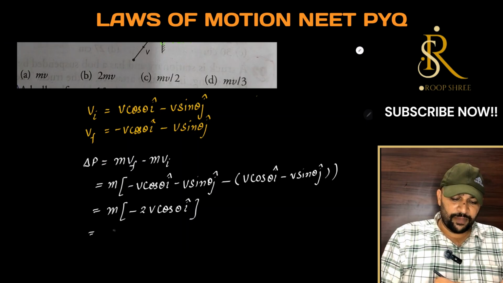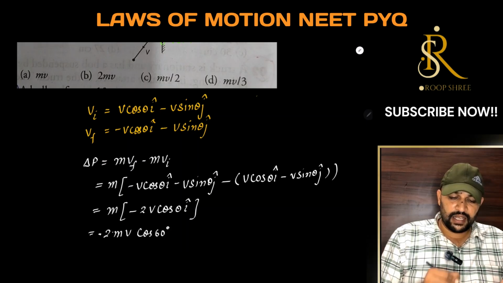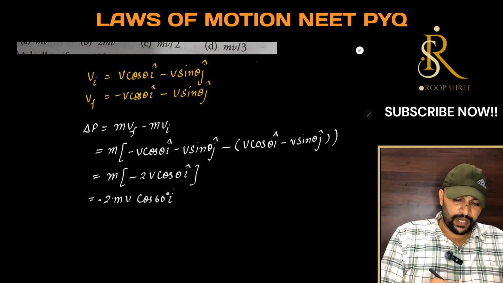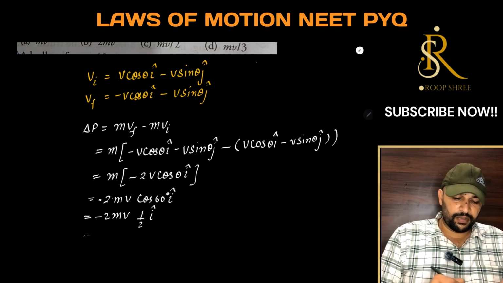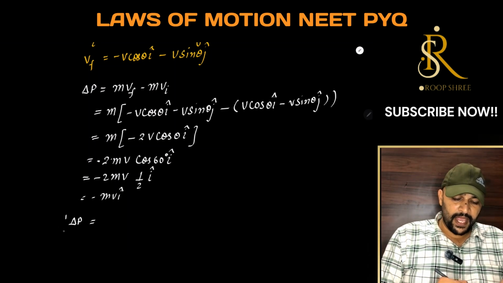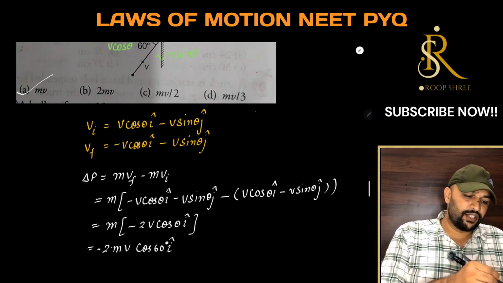Okay. So that will be minus 2 mv cos 60 degree i cap along the x axis. I am just putting the magnitude within a minute. So this will give us minus 2 mv, and cos 60 is half, i cap. So this will become minus mv i cap, and the magnitude of the impulse will be equal to the change in momentum, and that will be mass times velocity, mv. So the correct answer for this is option A.